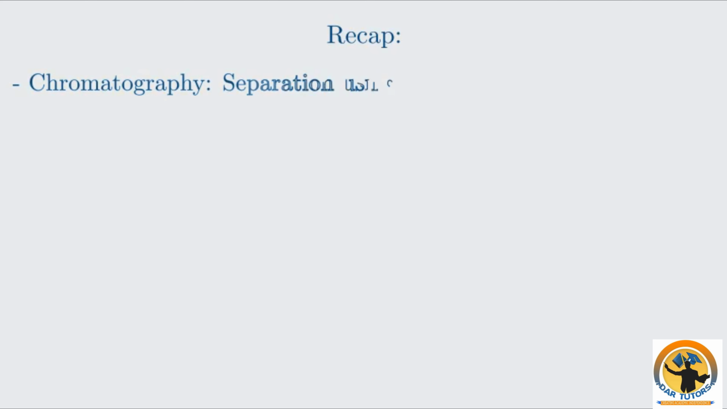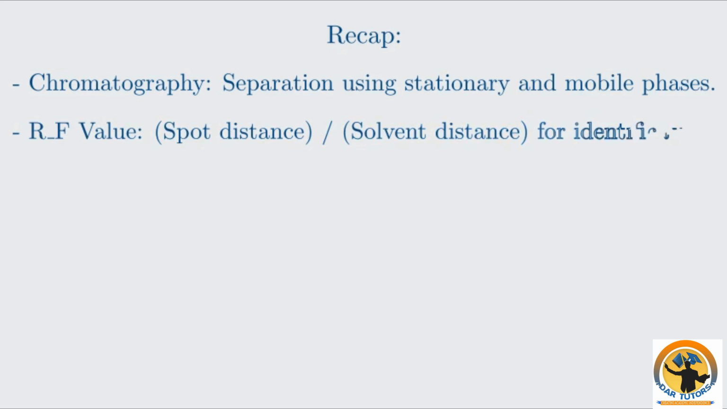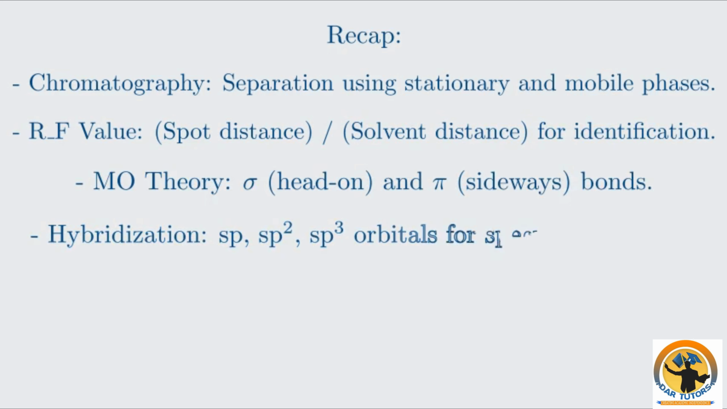Let's quickly recap what we've learned today. We started with chromatography, a powerful separation technique based on differential partitioning between a stationary and a mobile phase. We learned how to perform TLC and how to calculate and use the RF value for identification and analysis. We then moved on to advanced bonding concepts, starting with molecular orbital theory.